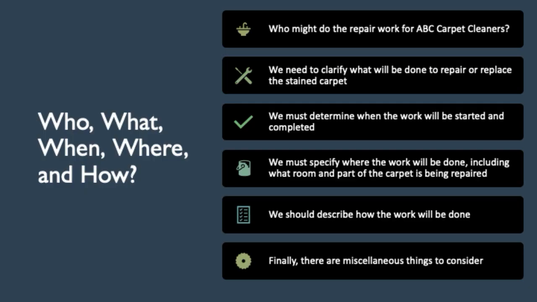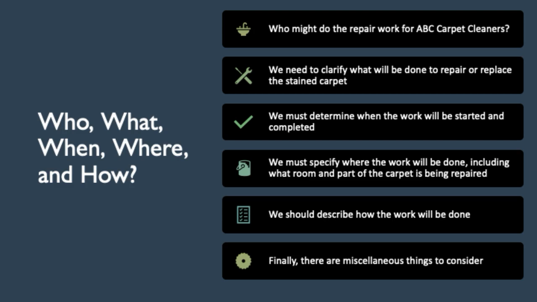For instance, if ABC Carpet Cleaners agrees to repair a customer's stained carpet, we need to determine the following: Number 1, who might do the repair for ABC Carpet Cleaners? Number 2, we need to clarify what will be done to repair or replace the stained carpet. Number 3, we must determine when the work will be started and completed. Number 4, we must specify where the work will be done, including what room and what part of the carpet is being repaired. Number 5, we should describe how the work will be done. Does ABC agree to replace the whole room or only a small portion of the carpet?